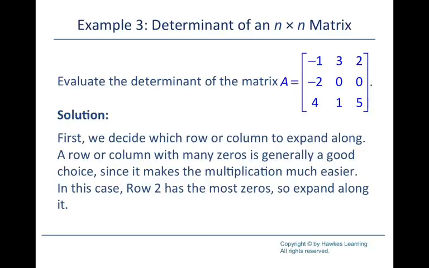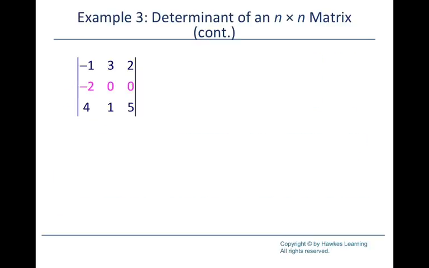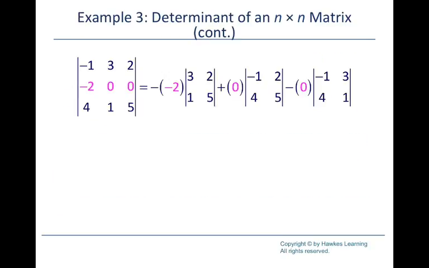So you're going to start with negative 2 times its minor. To find the minor of row 2, remember we're going to cross out row 2 and then the column that it's in. So its minor is 3215. You can see that. Then I'm going to cross out the second column for the second minor, so I get negative 1, 2, 4, 5. And then the third column for the third minor, which is negative 1, 3, 4, 1. So that's how you're going to get those minors.